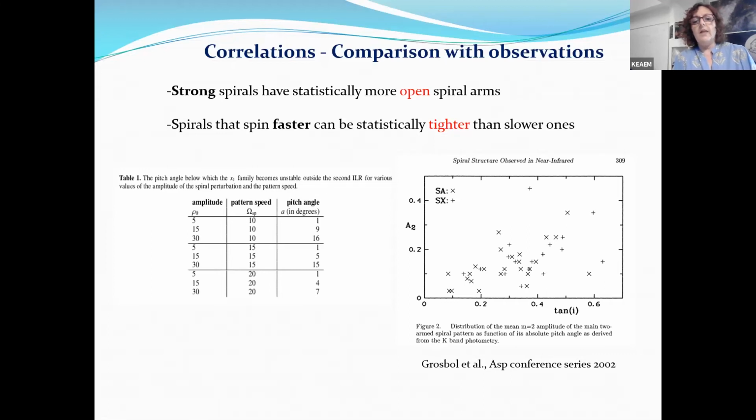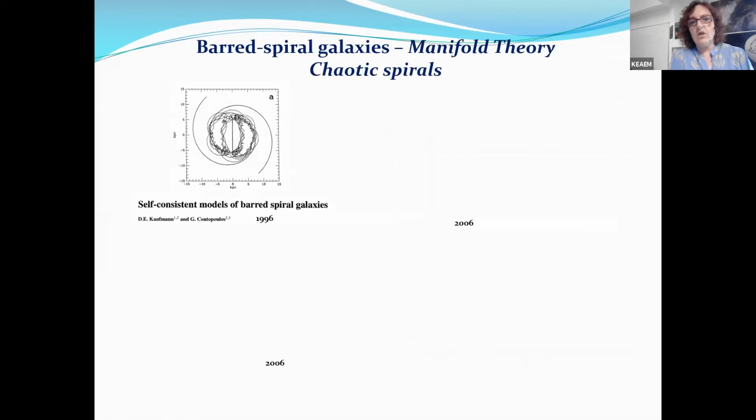So the conclusion is that strong spirals have statistically more open spiral arms, something that has also been observed in real grand design galaxies. Here in this picture from a paper by Grosbol in 2002, we have the amplitude of the perturbation and the pitch angle. So indeed, we see that strong spirals have statistically more open spiral arms. Another conclusion is that spirals that spin faster can be statistically tighter than slower ones.